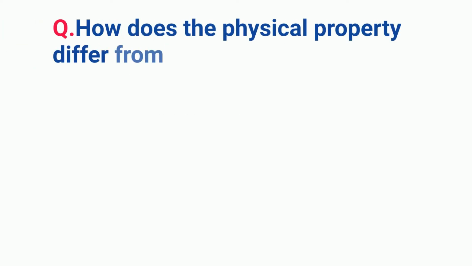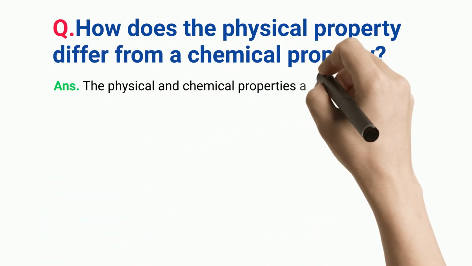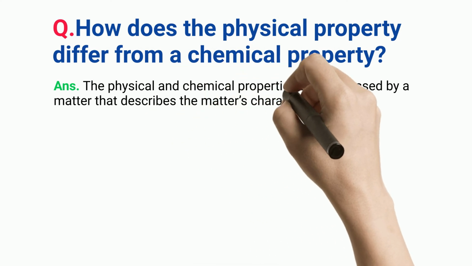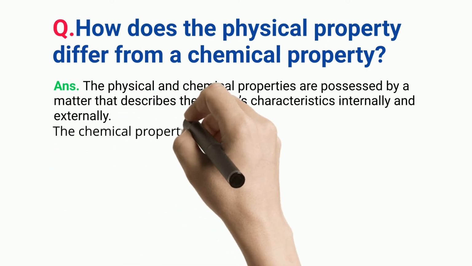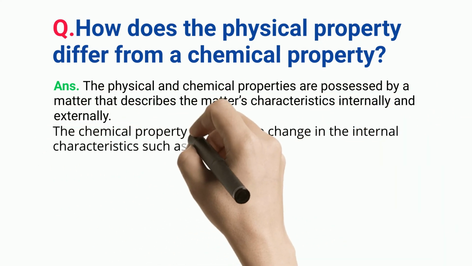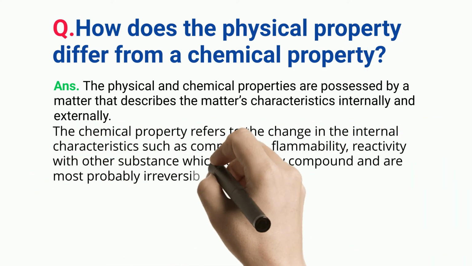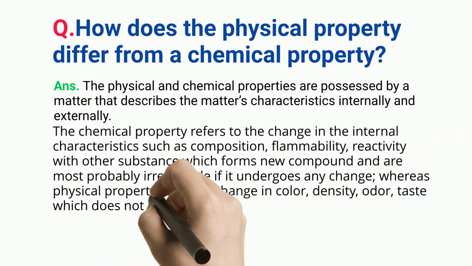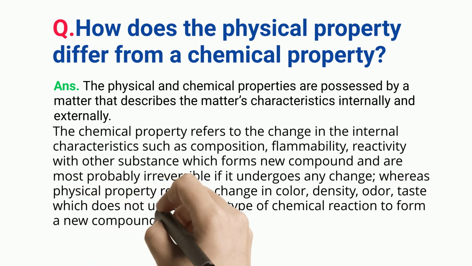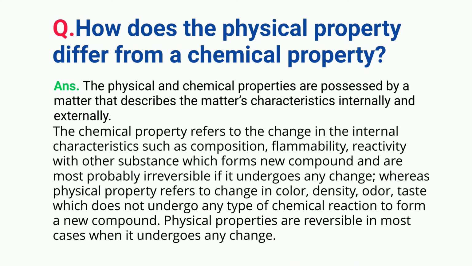How does a physical property differ from a chemical property? Physical and chemical properties are possessed by matter and describe its characteristics internally and externally. A chemical property refers to the change in internal characteristics such as composition, flammability, and reactivity with other substances, which forms new compounds and is most probably irreversible, whereas a physical property refers to change in color, density, odor, taste, which does not undergo any chemical reaction to form a new compound. Physical properties are reversible in most cases when they undergo any change.